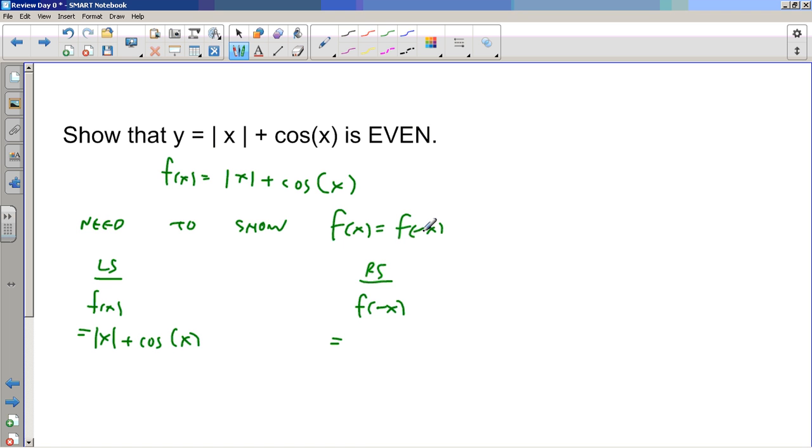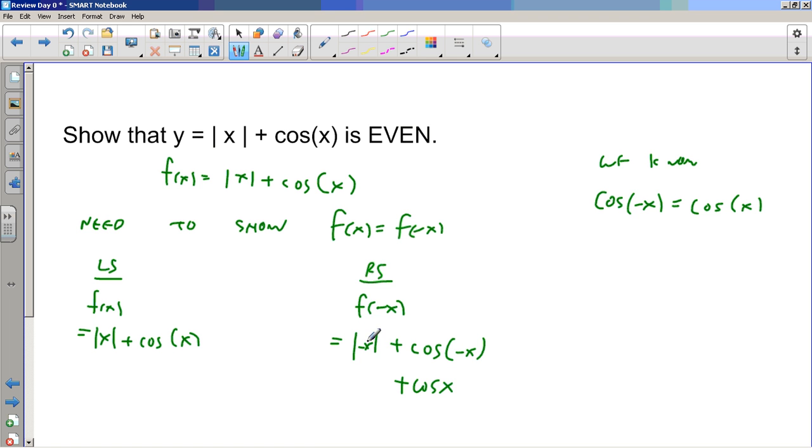And this is where I take out the x and I fill in what goes in there, which is minus x. Now, we know this is a rule here. Cos, we know, because we developed this rule during our trig unit, right? We know that this is true. But what about this? What's the absolute value of negative x equal to?